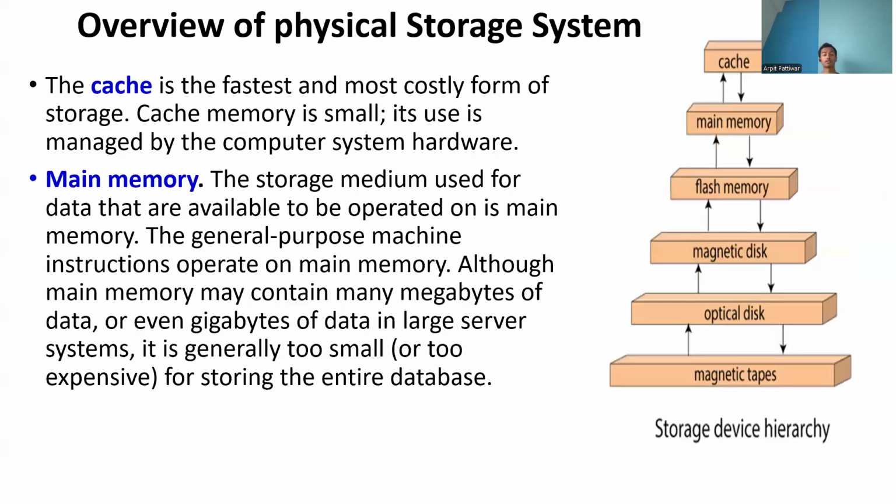Overview of physical storage system. The cache is the fastest and most costly form of storage. Cache memory is small. It is used and managed by the computer system's hardware.